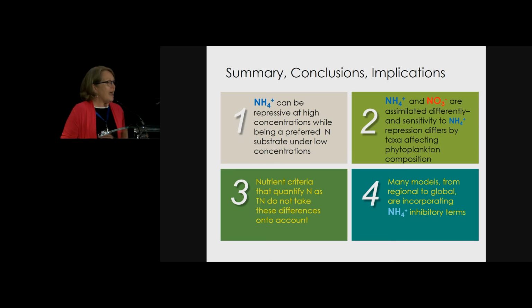But we also know that many mechanistic models, both global and regional models, are now incorporating ammonium inhibitory terms, and the incorporation of these ammonium inhibitory terms in both the global and regional models is leading to better correspondence of data with historical patterns as well as better predictions going forward. So a plug to continue to incorporate these ammonium inhibitory terms in models as we go forward.